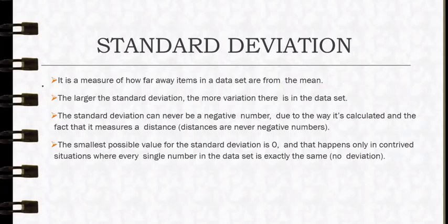Take note, the standard deviation can never be a negative number. The smallest possible value for the standard deviation is 0, and that happens only in contrived situations where every single number in the data set is exactly the same. So if they are exactly the same, there is no deviation, right?